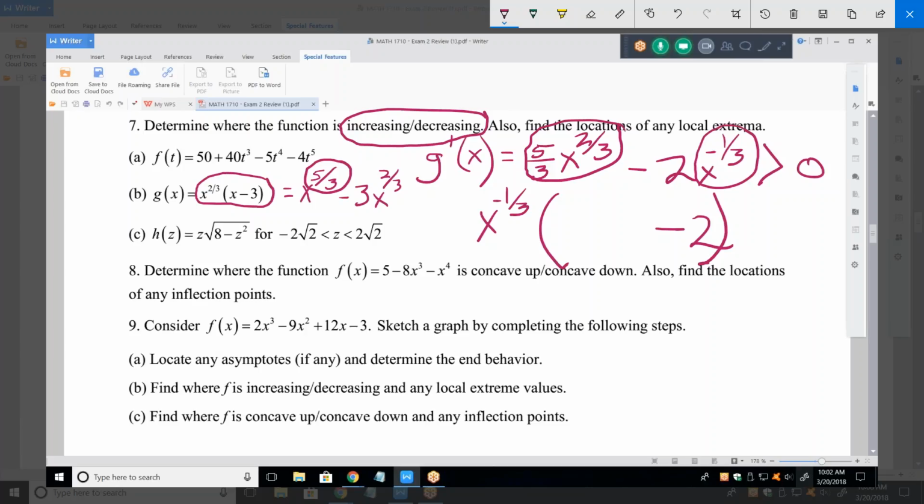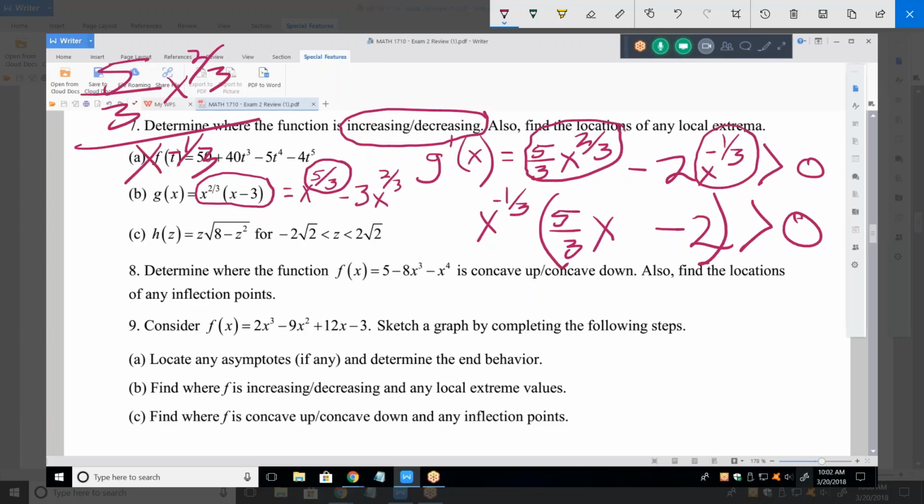When you're factoring out a greatest common factor, what you're doing is dividing each term by that. So I'm basically taking 5/3 x to the 2/3, and dividing it by x to the minus 1/3. And nice things happen. Notice what happens. You end up with 5/3 x. Now, if that has to be greater than 0, what are my critical points?